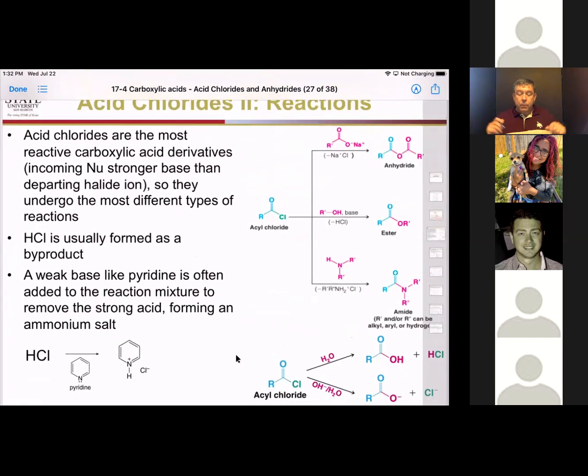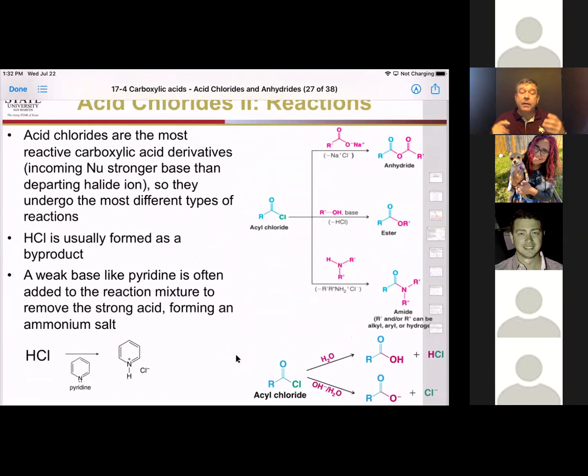Okay, so once we have acid chlorides, because it's the most reactive of them, we can make every other carboxylic acid derivative from it, okay? Because it's the most reactive, because that chloride likes to leave most, we can use it to create all the other ones. And the next most reactive carboxylic acid derivative is the acid anhydride, okay?